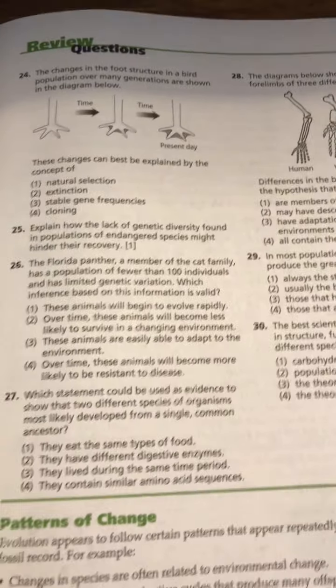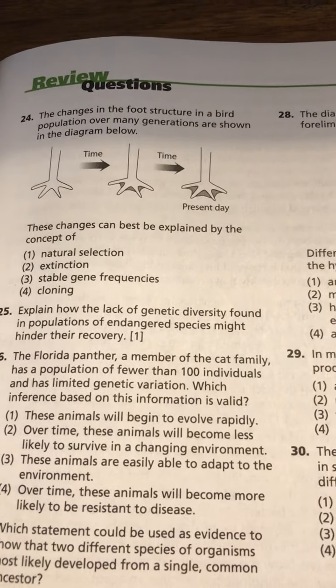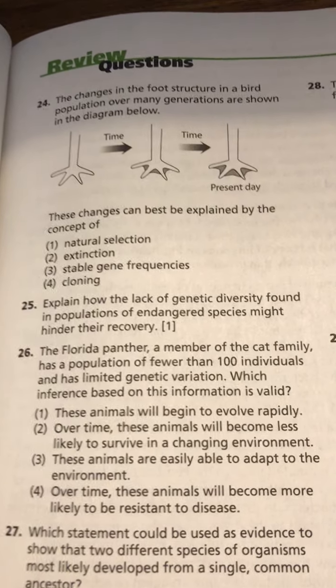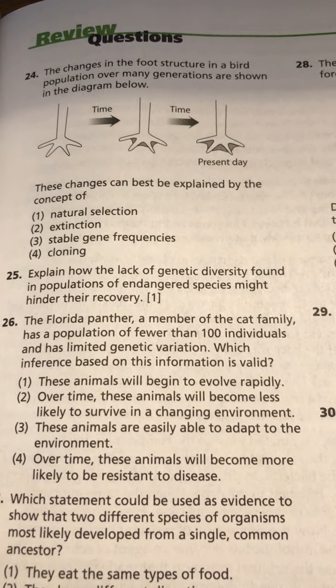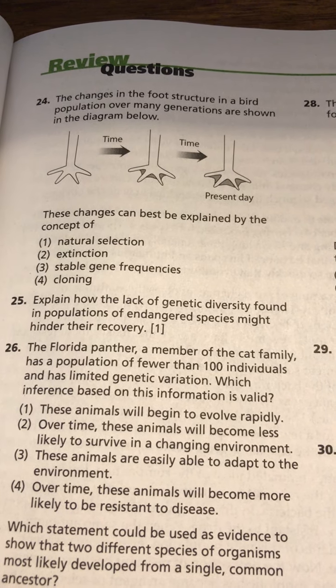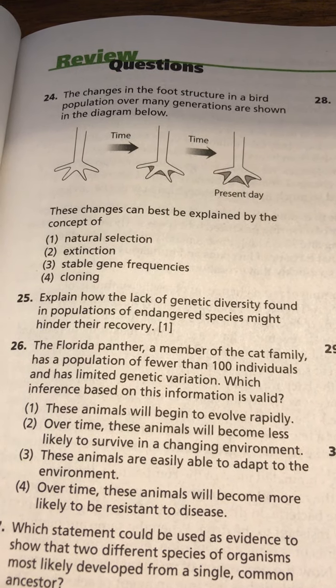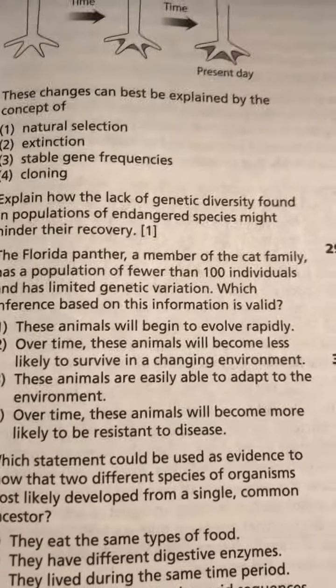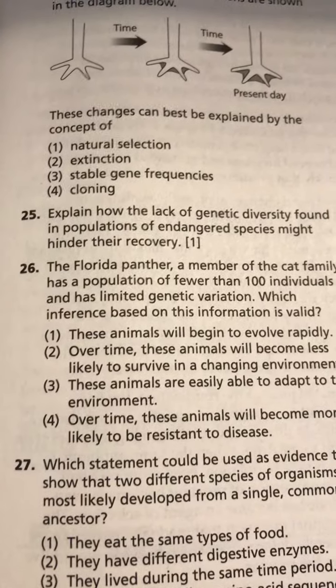Number 24. The changes in the foot structure in a bird population over many generations are shown in the diagram below. The changes can best be explained by the concept of natural selection, extinction, stable gene frequencies, or cloning. Number 25. Explain how the lack of genetic diversity found in populations of endangered species might hinder their recovery.